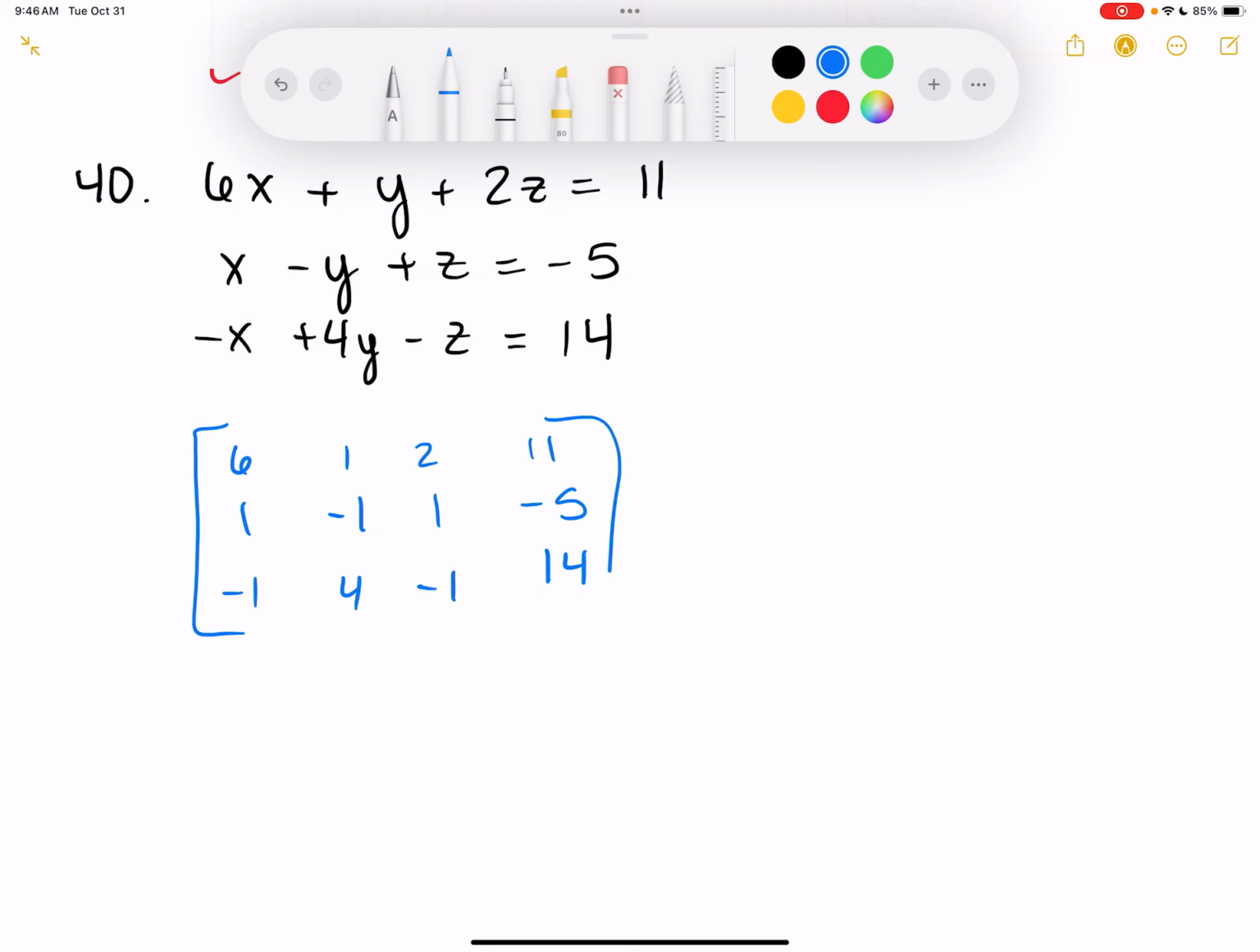And just so I don't forget to say it, if there's ever a term missing, let's say that x in equation 2 wasn't there and it just said negative y plus z equals negative 5, you would have to put a 0 in for x because that x term just isn't there. So if there's any terms missing, you've got to put a 0 in, but these obviously have them all, so you don't have to worry about it.